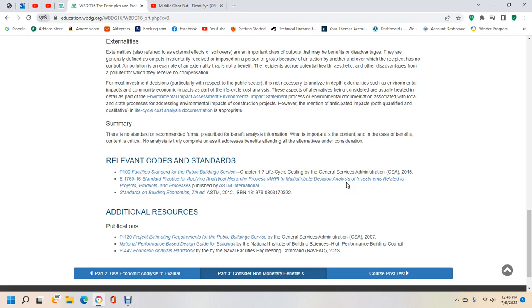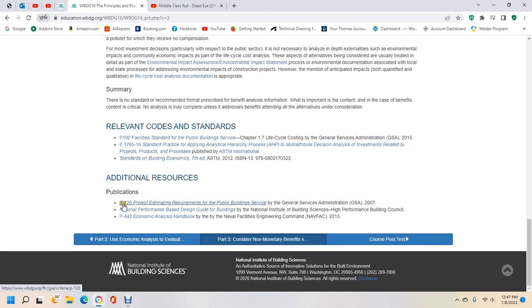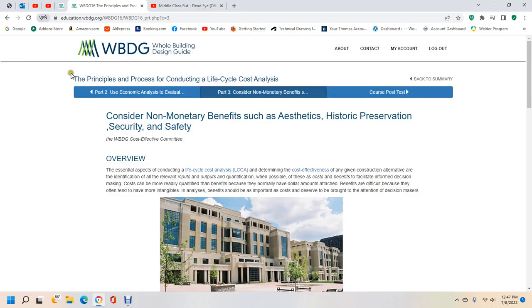Relevant codes and standards: B100 Facility Standards for the Public Buildings Service; E1765-16 Standard Practice for Applying Analytical Hierarchy Process to Multiple Attribute Decision Analysis of Investments Related to Projects, Products, and Processes, published by ASTM International; and Standard Building Economics, 7th edition. Additional resources: P120 Project Estimating Requirements of the Public Buildings Service, National Performance-Based Design Guidelines for Buildings, and P442 Economic Analysis Handbook. And that completes the reading of principles of the process for conducting life cycle cost analysis.